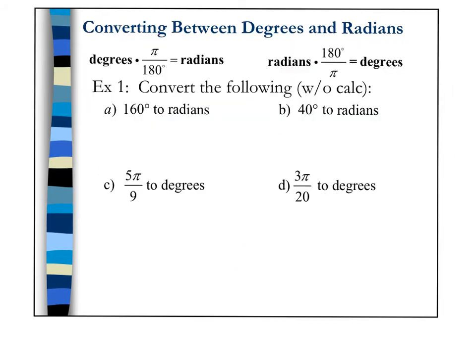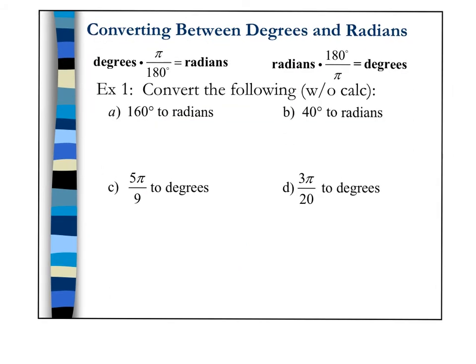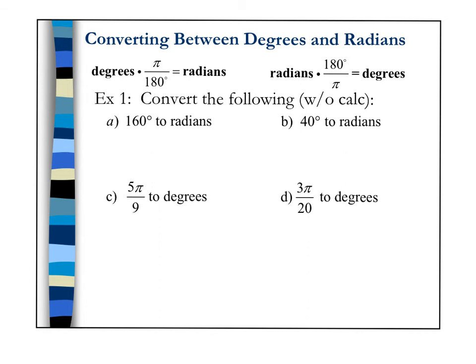Converting back and forth, we're going to use that conversion factor of 2 pi goes with 360 degrees. Now we can reduce that to be pi matches with 180 degrees. So you'll see these two different conversion factors. Basically, it's just a matter of what do I want to end with.